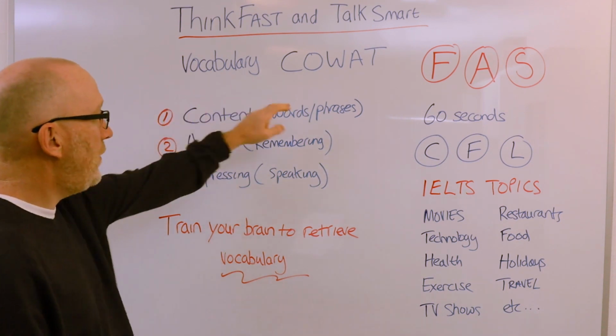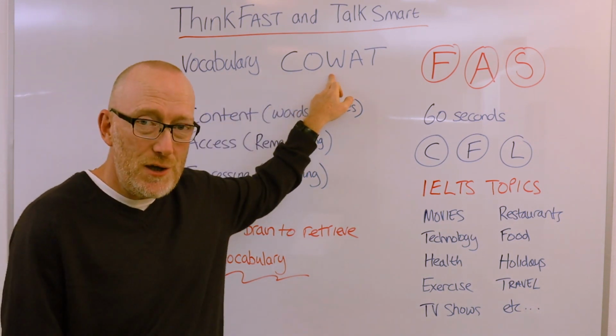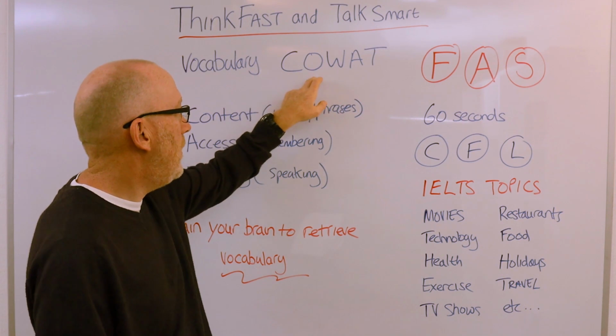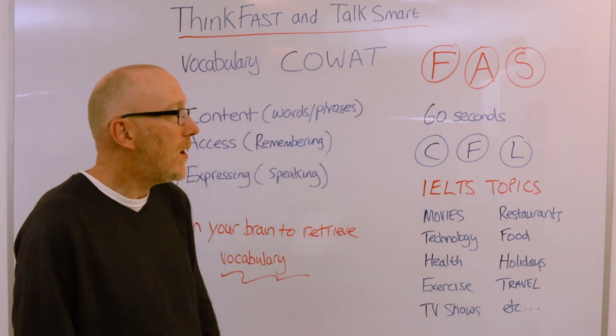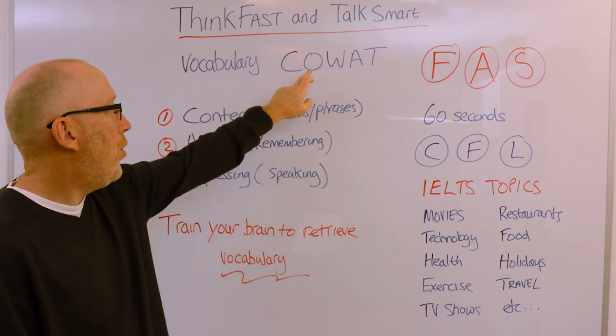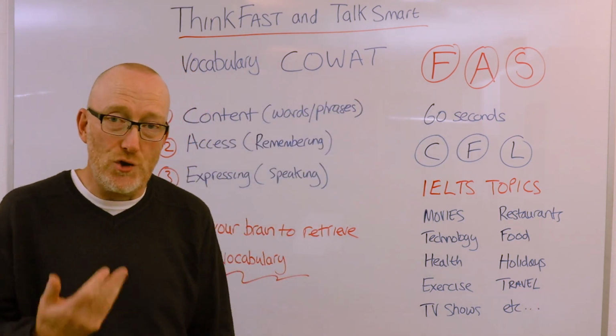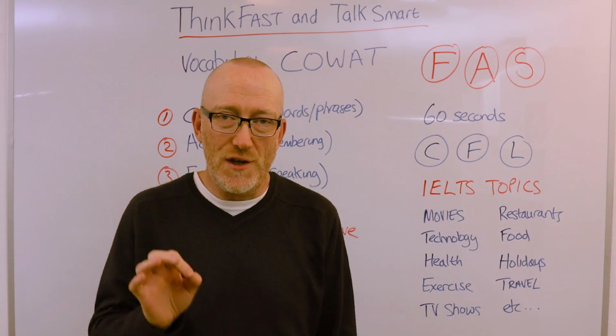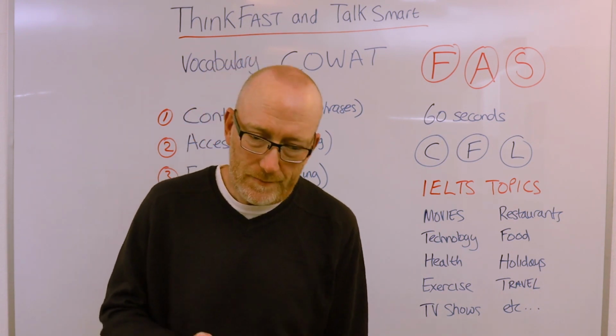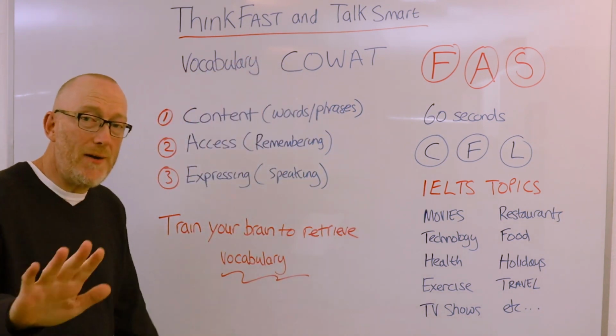And what we're going to do today is I'm going to show you how to do what is known as a COWAT, which is a controlled oral word association test. A controlled oral word association test. Okay, that's what we're going to do today.